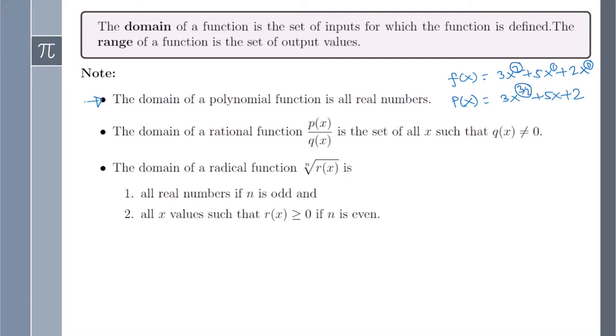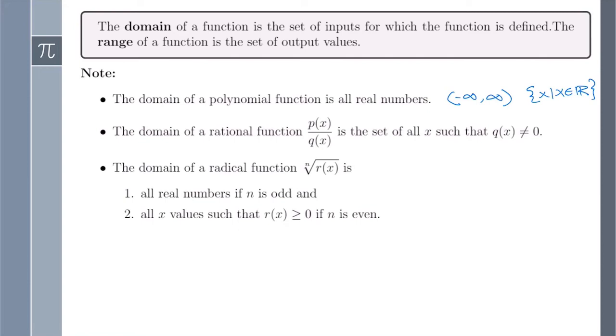If a function is a polynomial function, then the domain of that function is all real numbers. That means we can take any real number as the input for that function. Usually we write all real numbers in interval notation as negative infinity to infinity. Or in set builder notation, we write x such that x is an element of the real numbers. That's how we find the domain of a polynomial function. That means all real numbers.